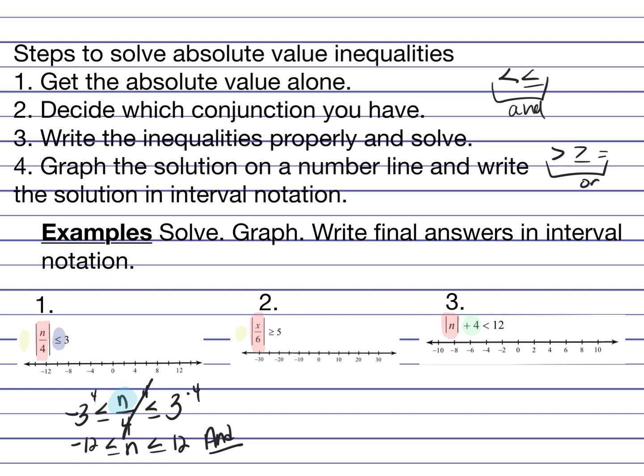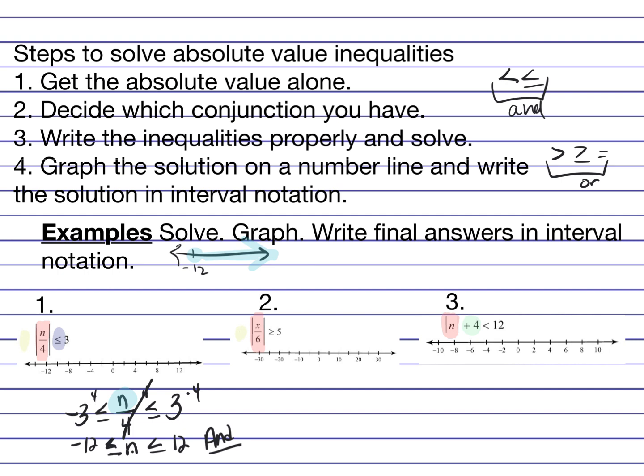Before, I wrote that and is the intersection. So I want to show you both of these. N, got to read this one backwards. N is greater than or equal to negative 12. So I'm going to put negative 12 on the number line. I'm going to put a solid circle, greater than or equal to, shade to the right.